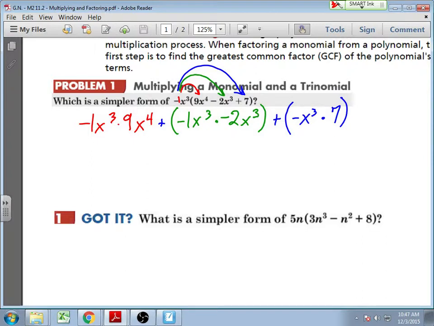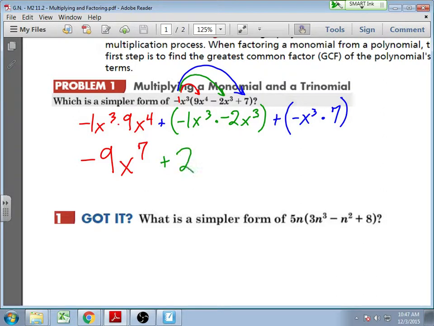Add them, right? So we multiply the coefficients. Negative 1 times 9 gives me negative 9. Then we add the powers, so we get x to the 7th. You guys should all be writing this down, by the way. Negative 1 times negative 2?